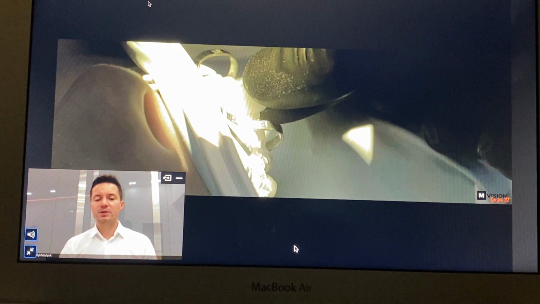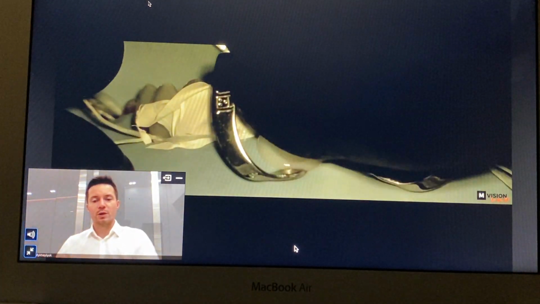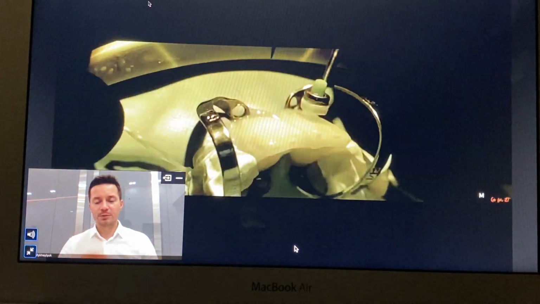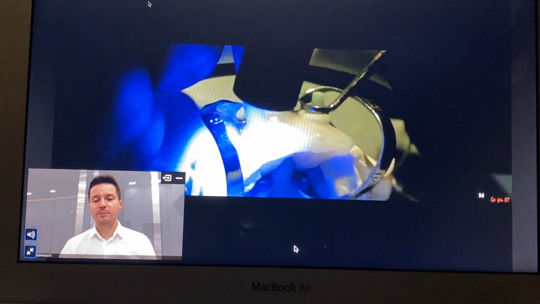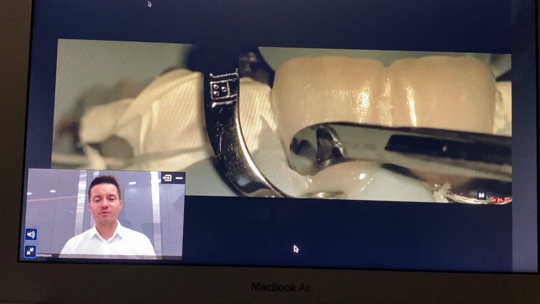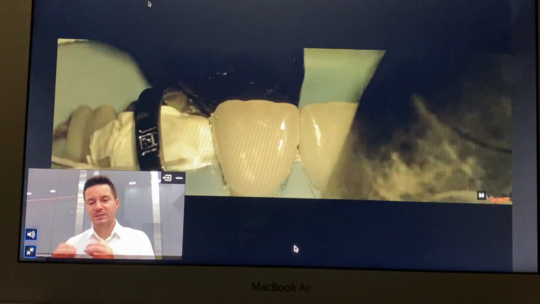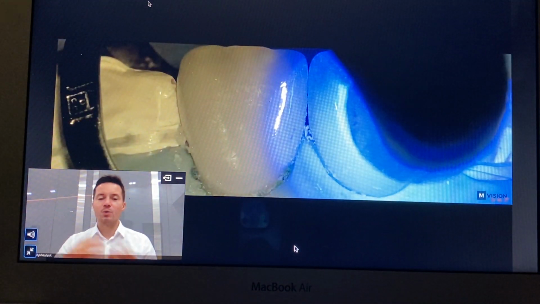Here I was bonding 2 at the same time, so 2, 2, 2, 2. I put restorations in place, I check the precision, then I use the blade after pre-light curing to cut away all the excess of material. Again, it's really comfortable with a microscope because you see where still composite is left and where it's gone.